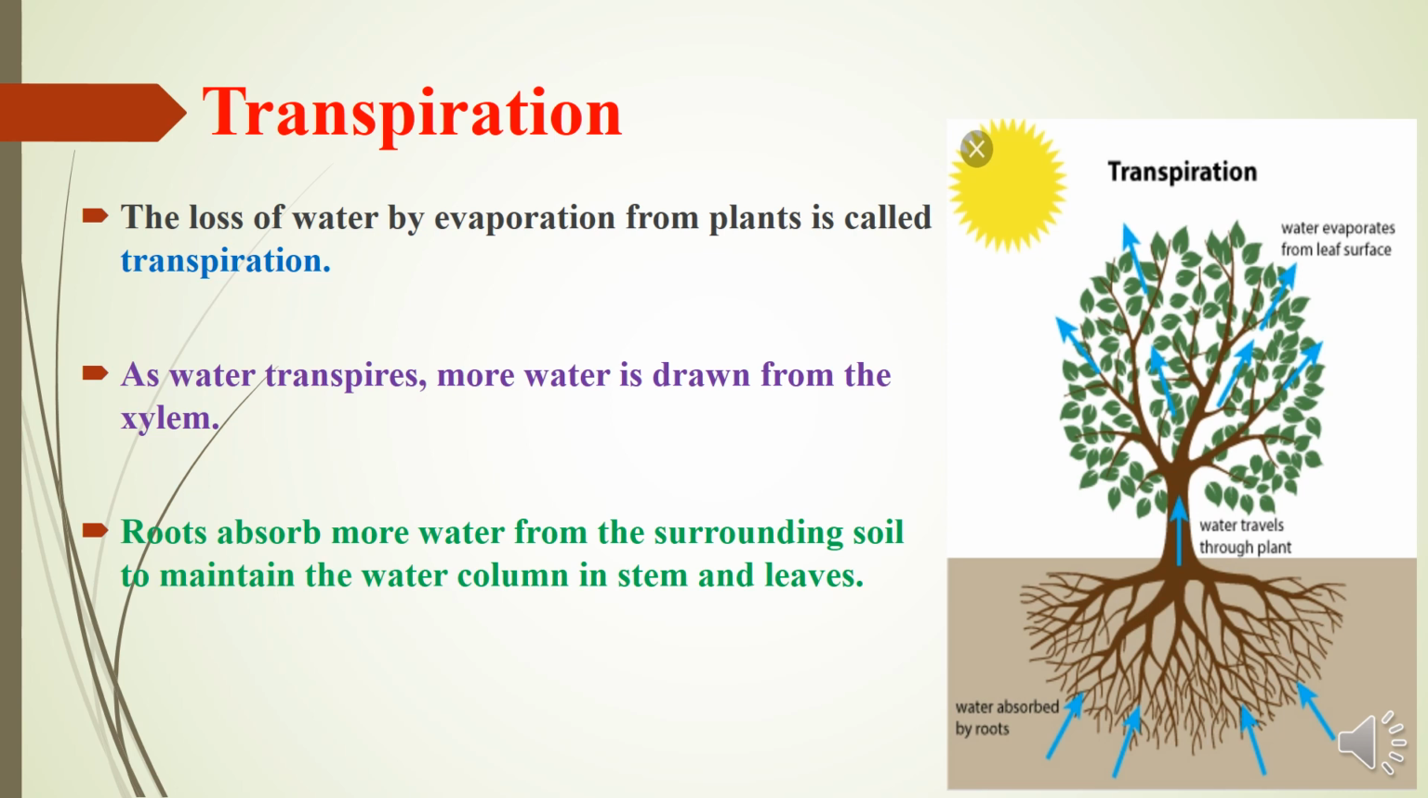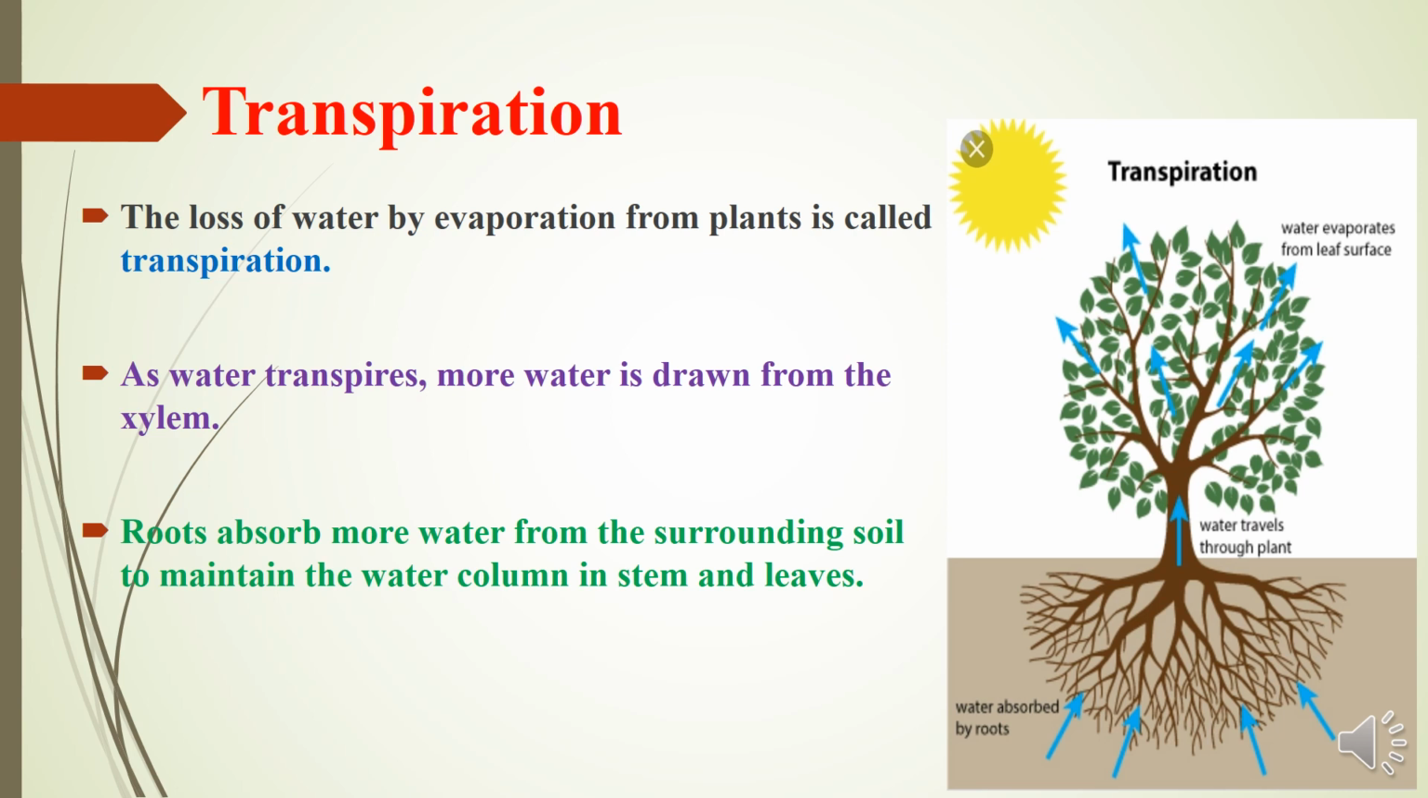In tall trees, water is pulled up through the xylem when it is evaporated from the leaves. Once in the xylem pipes, water forms unbroken columns from the roots through the stem and into the leaves. So the loss of water by evaporation from plants is called transpiration. As water transpires, more water is drawn from the xylem.